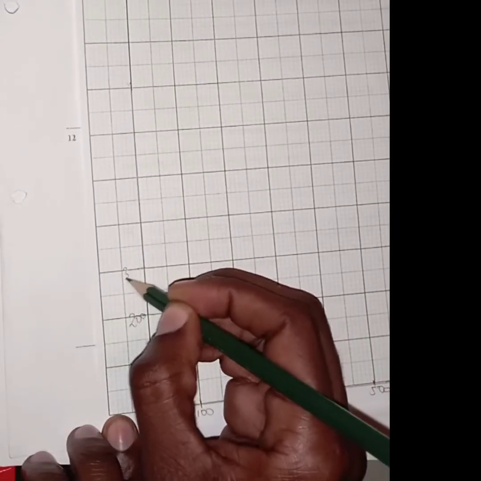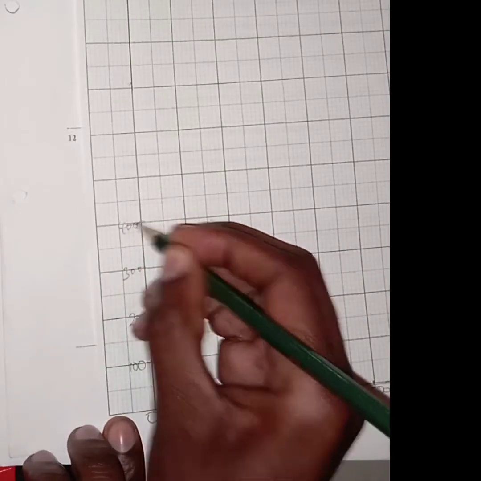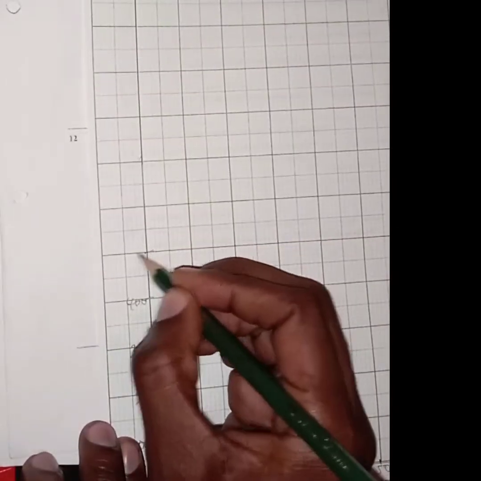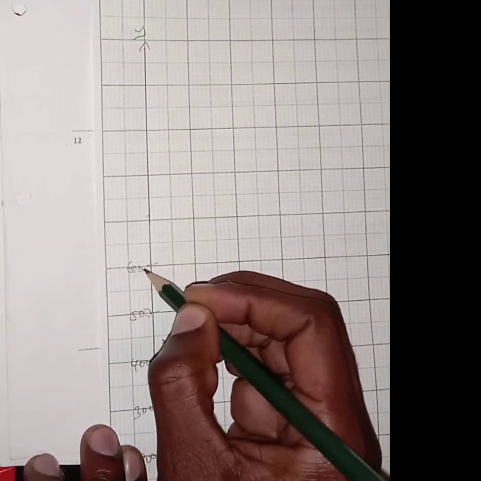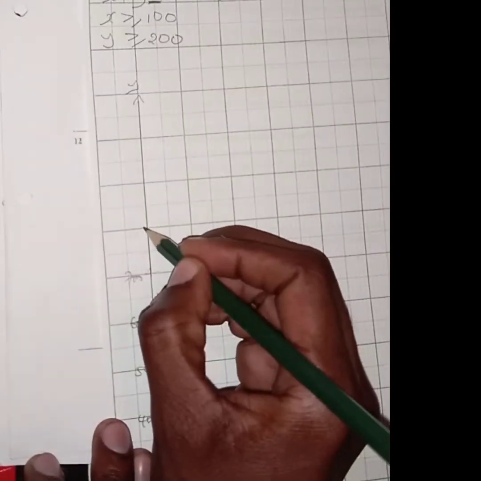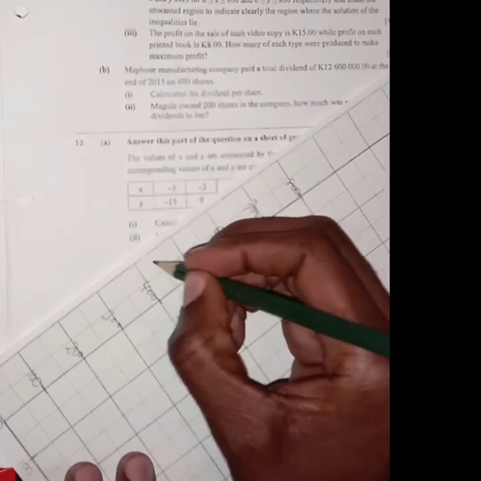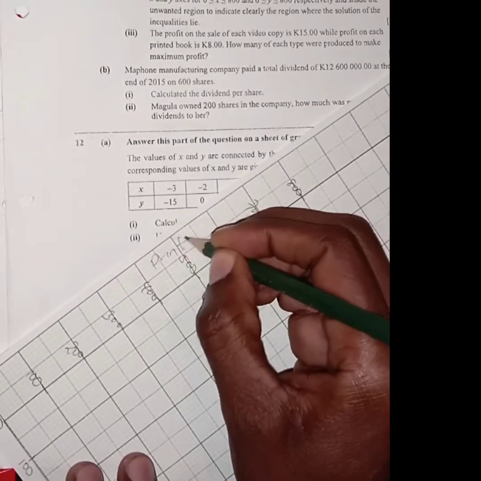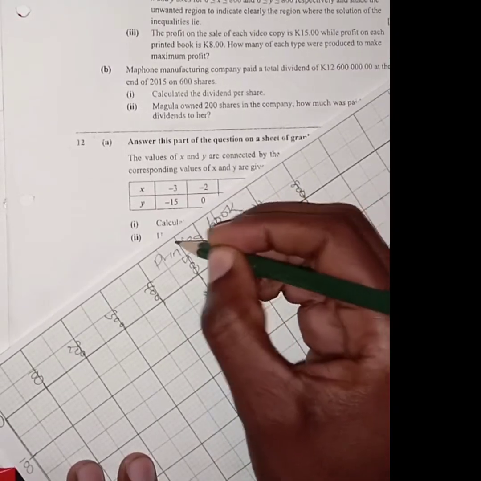200, 300, 400, 500, 600, 700, 800, and these are printed books. You write here printed books, right?